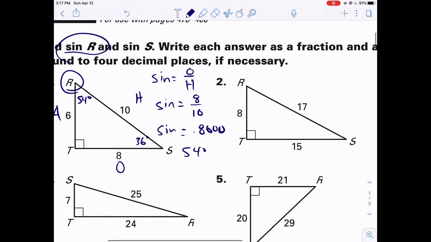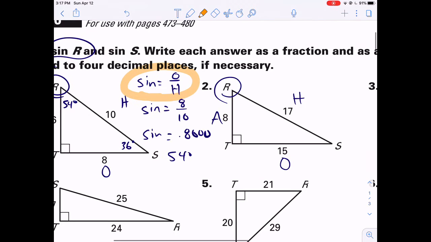Number 2. Again, circle your reference angle. Label the 3 sides: hypotenuse, opposite, adjacent. Again, my formula is right here: opposite over h. So I'll just write it over here. Sine equals opposite over h. And here are the 2 numbers I'm going to need to put into the formula. So put the O and the H in there. I have sine of r, but it's okay if you don't write the r there. It's going to be 15 over 17.